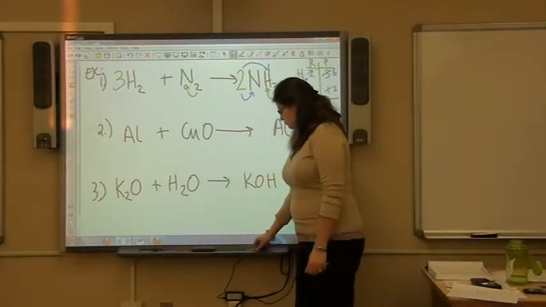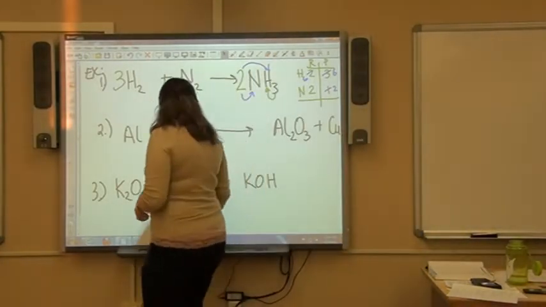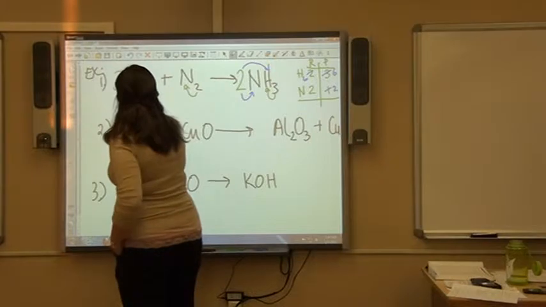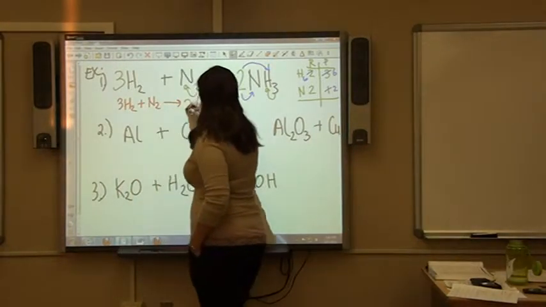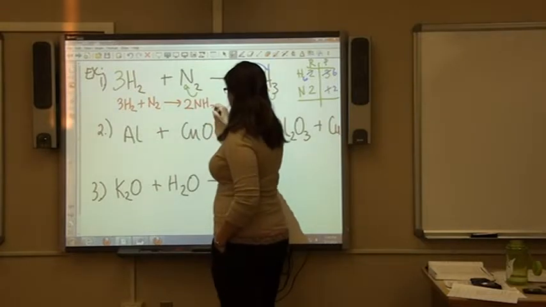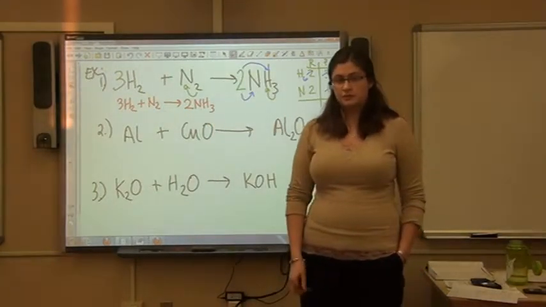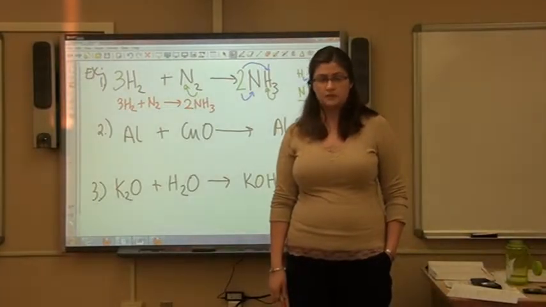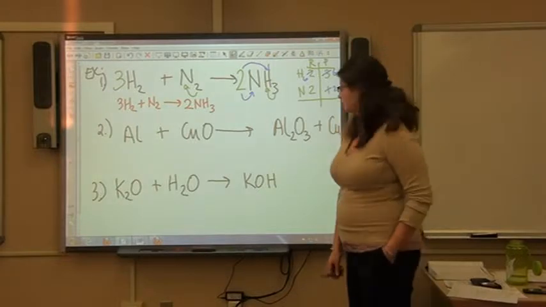Now, how do we write this properly? This is what your reaction would look like. 3H2 plus 1N2 yields 2NH3. Now, do you notice in front of the N2, there's no number 1 there. Even though the number 1 is implied, we do not ever write the number 1.